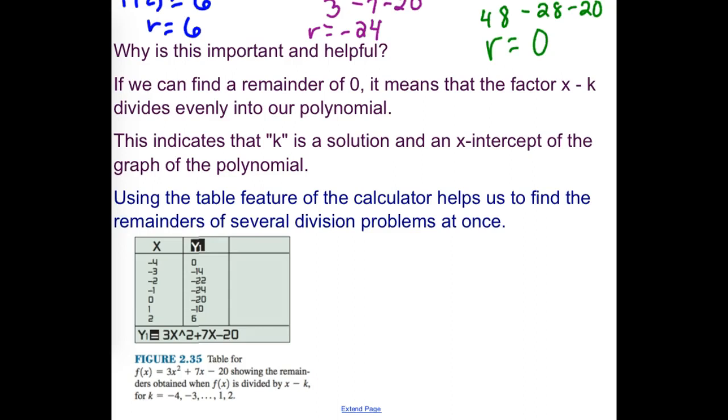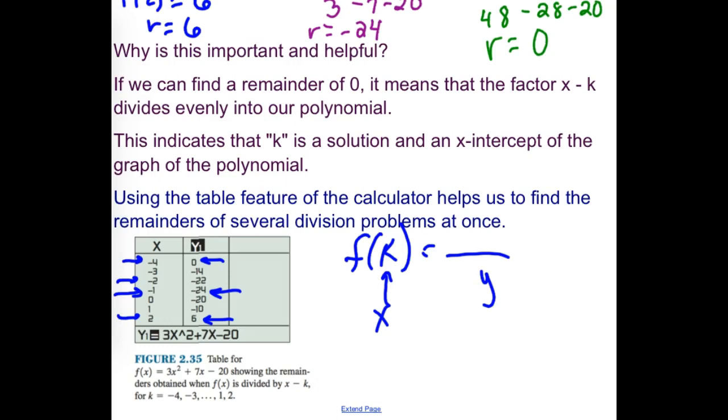What we have here, the table represents the answers we just found. It's just another way to think about doing that. If we are evaluating f of k and getting some answer, then k is the x value that we plugged in, and what we get out would be our y value. So we just did putting in -4, and we noticed our y value was 0. So our remainder was 0. When we plugged in, what was our first one? A 2, we got a 6. When we plugged in a -1, we got a -24. So just another way to check our remainders.